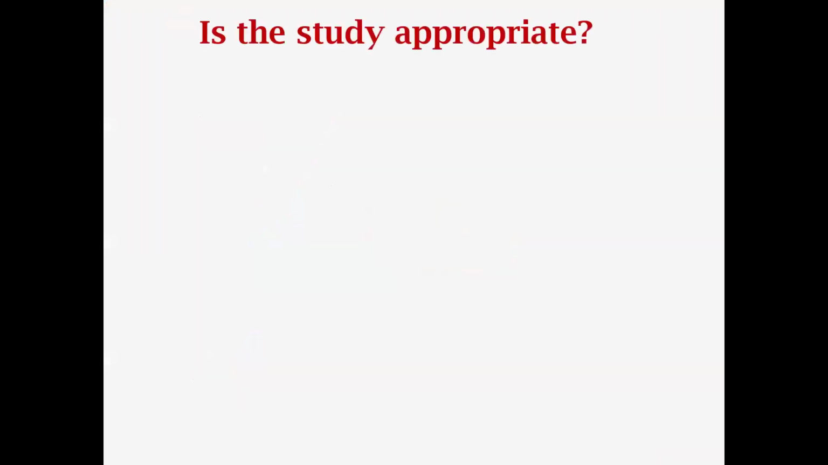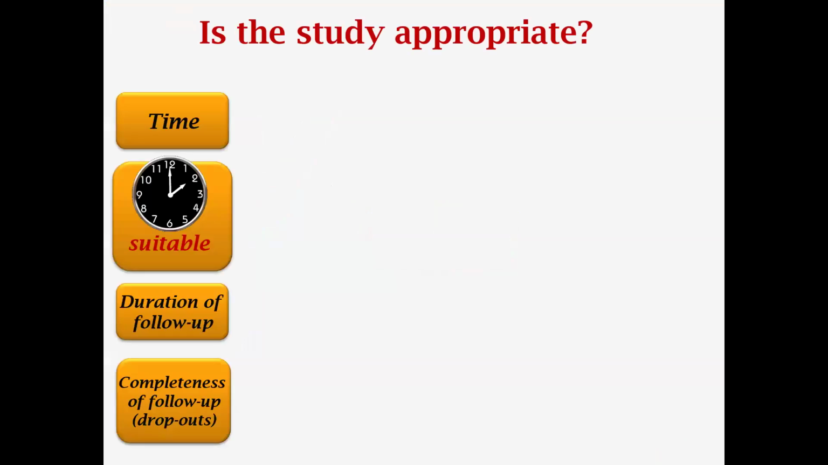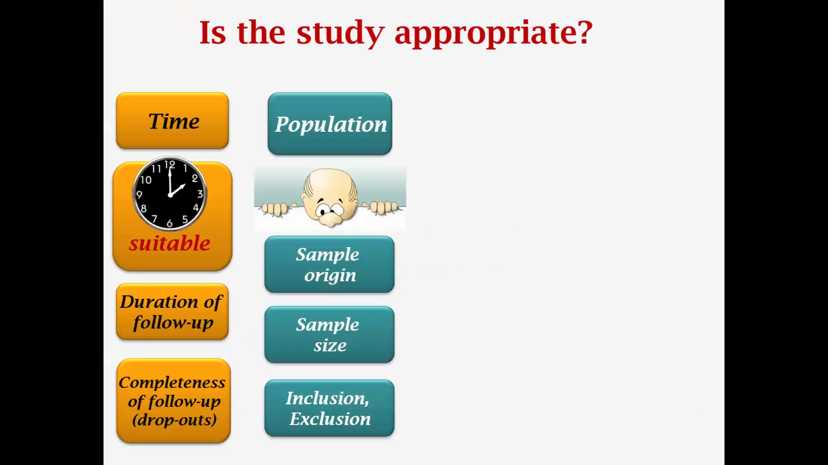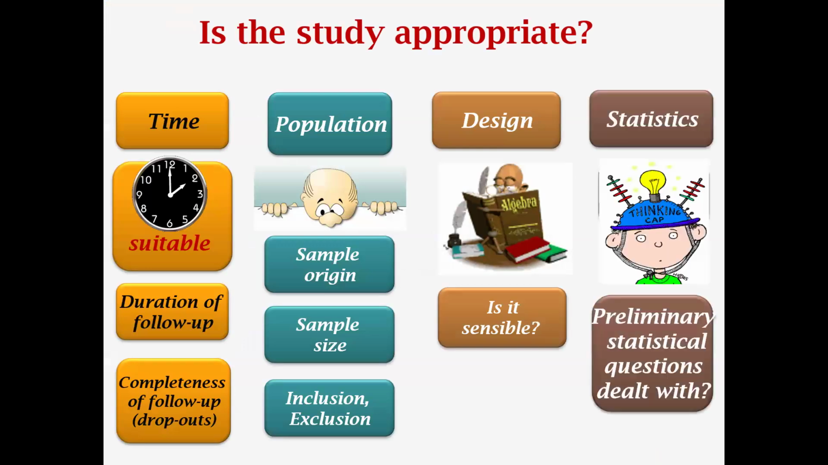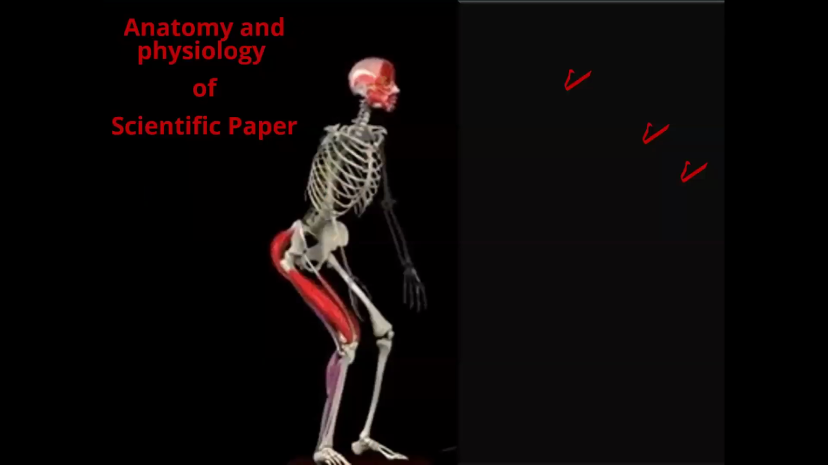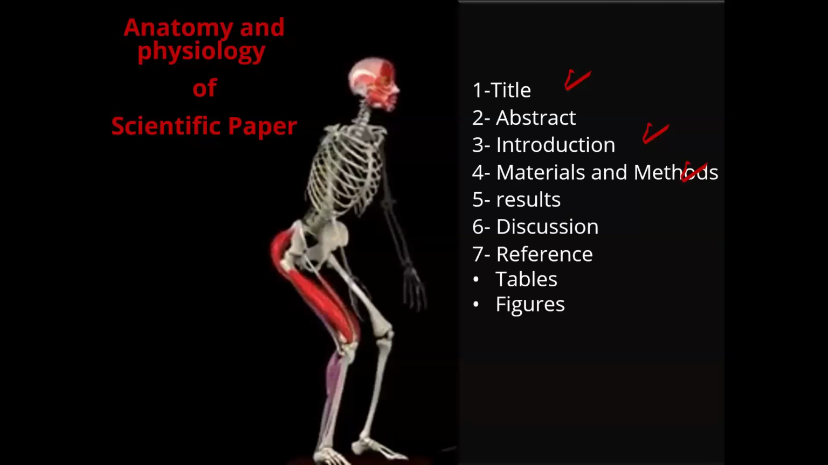So the take-home message of this part is that in the material and method part, I have to highlight the time, the duration of the study, the sample origin, the sample size, and the design, which type of study design I used, and if I used any statistical analysis, I have to say what type of statistical analysis I used in my research. So this completes the part of the title, the introduction, and the material and method part.